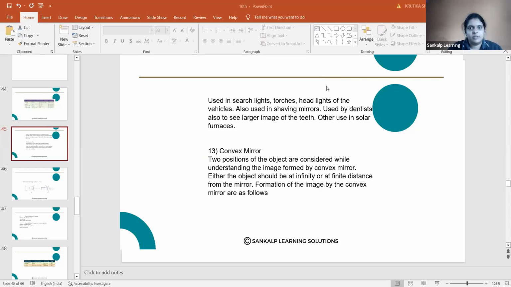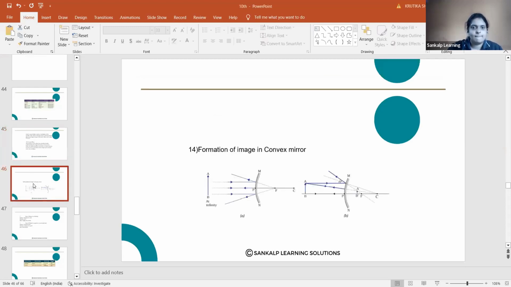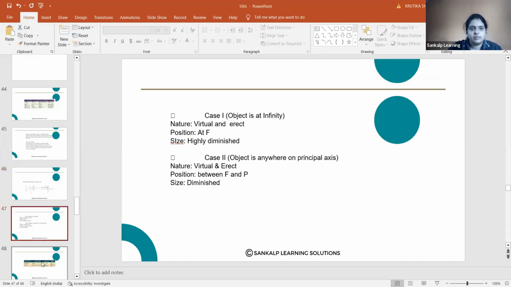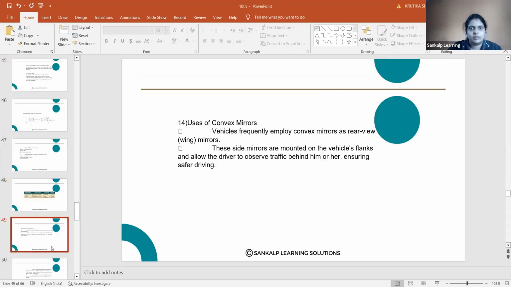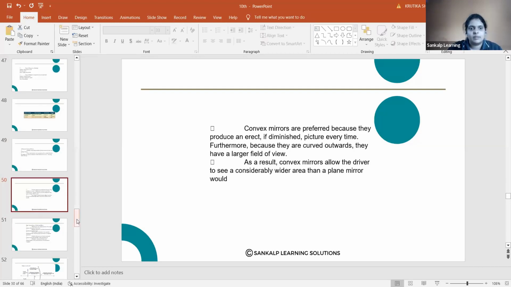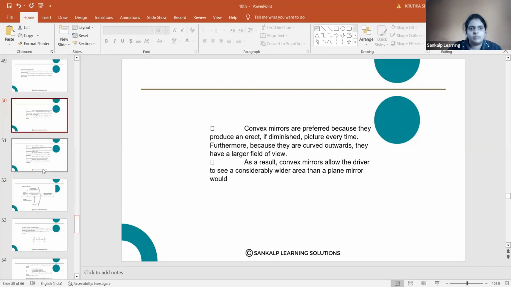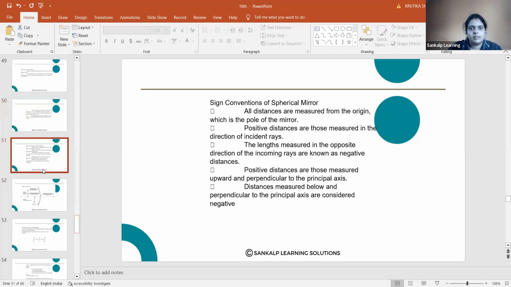So we have covered convex mirror and concave mirror, image formation and the uses. Yes, sign conventions. We have discussed sign conventions.